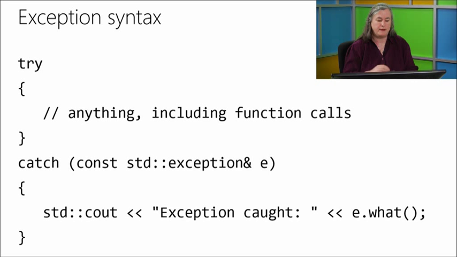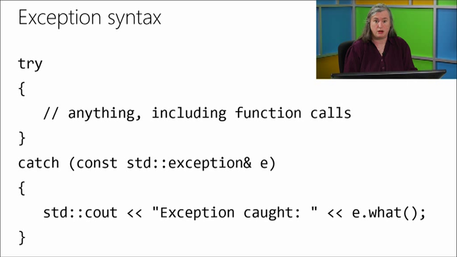If at any point in there, either in the code you see directly in the try block or in code that's called from inside the try block, an exception gets thrown, we will immediately transfer control to the catch block. You can see here I'm catching an exception. It's a class provided by the standard library, in the standard namespace. And I'm catching it by reference to avoid slicing. There are a number of other classes that inherit from exception, and I don't want to slice off any information that might be in them. And I'm catching it as a const reference because I have no intention of changing it.